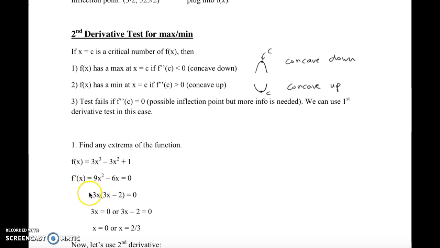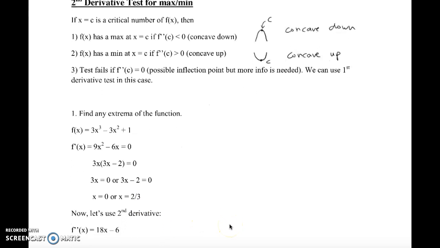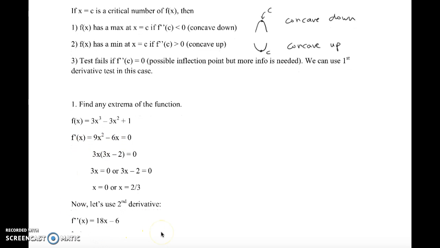Our critical points, when we factor out a 3x: x is either equal to 0, or 3x minus 2 is equal to 0, or 2 over 3. So we have two critical values, x equals 0 or x equals 2 over 3. Now we're going to take the second derivative of that function. Taking the second derivative of 9x squared minus 6x, we end up with 18x minus 6.